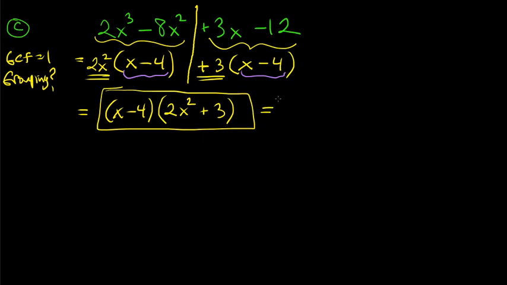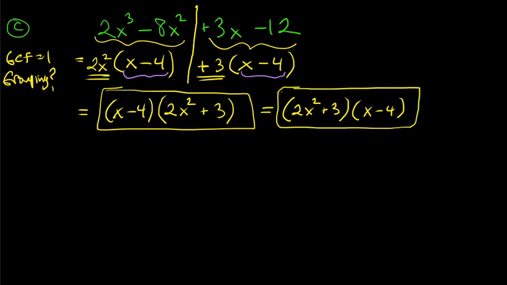And this is how I would write it, but you can also write it in the reverse order. 2x squared plus 3 times x minus 4. Right? So I've talked about this many times. The order doesn't matter when you're multiplying. Right? Okay.